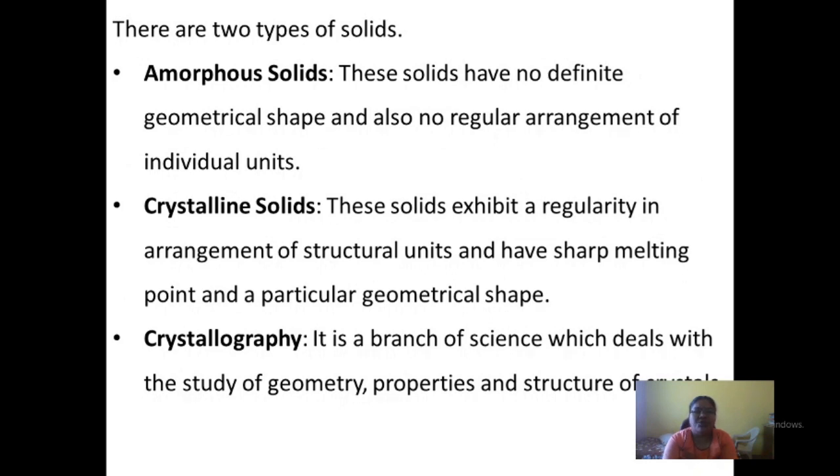There are two types of solids, amorphous solids and crystalline solids. Coming to amorphous solids, these solids have no definite geometrical shape and also no regular arrangement of individual units. The crystalline solids exhibit a regularity in arrangement of structural units and have sharp melting point and a particular geometrical shape.